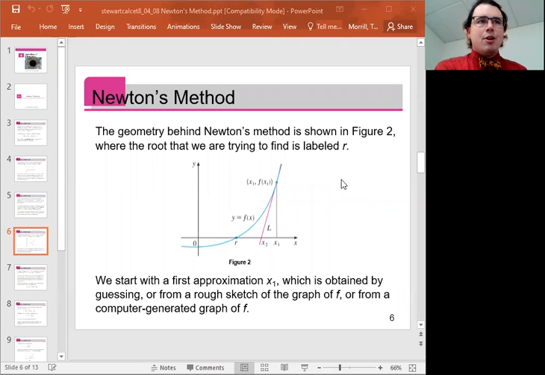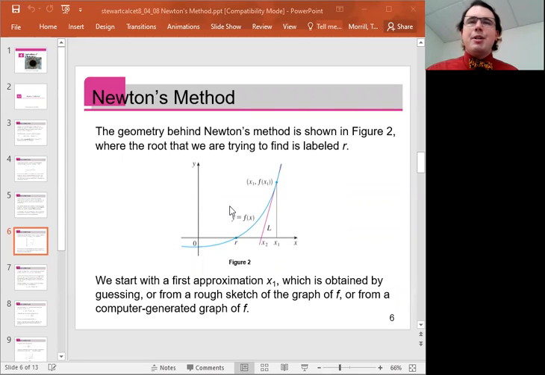Here is the graph of a function, y equals f of x. And we would like to find the coordinate of this root here, which is labeled r. So root, because that's where it crosses the x-axis. That's where we have a 0 of our function.